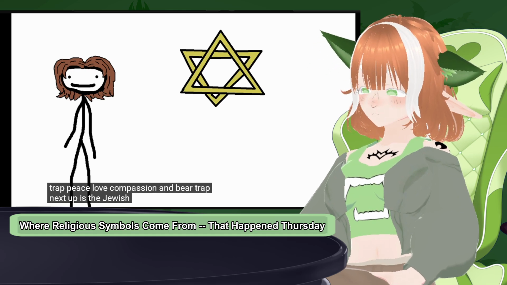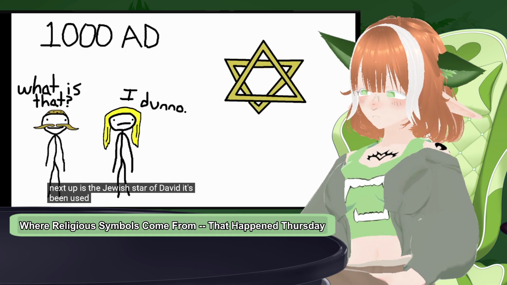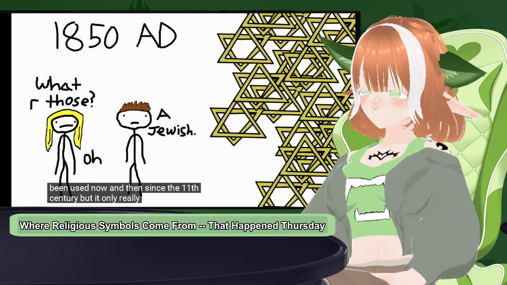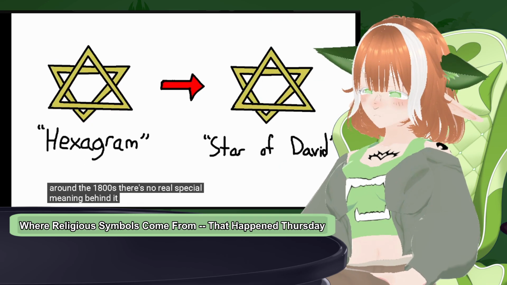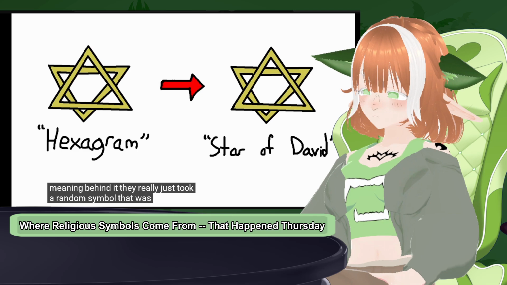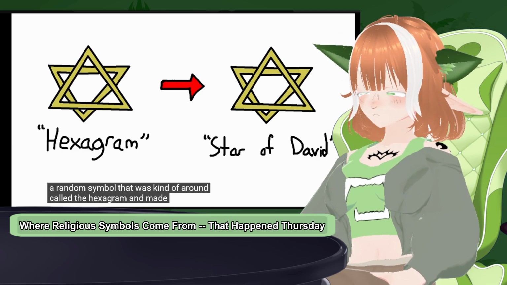Next up is the Jewish Star of David. It's been used now and then since the 11th century, but it only really got popular around the 1800s. There's no real special meaning behind it. They really just took a random symbol that was kind of around called the hexagram and made it their own.